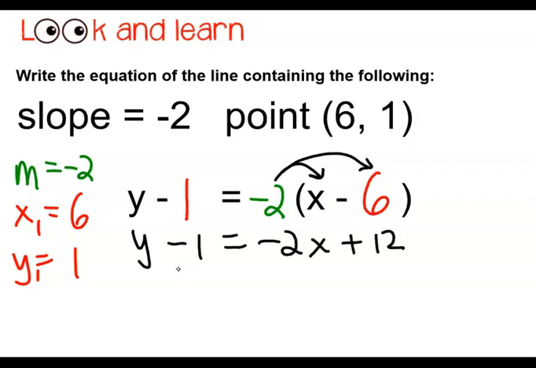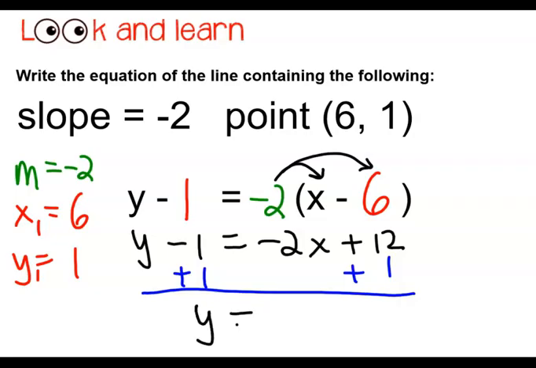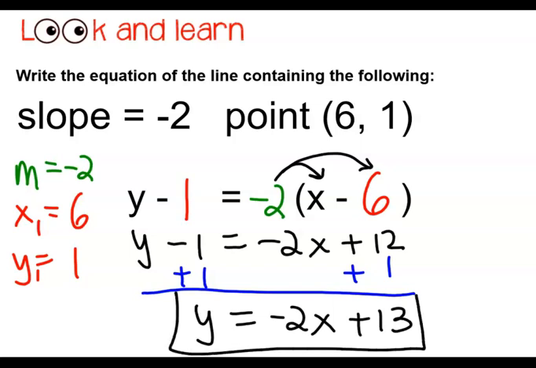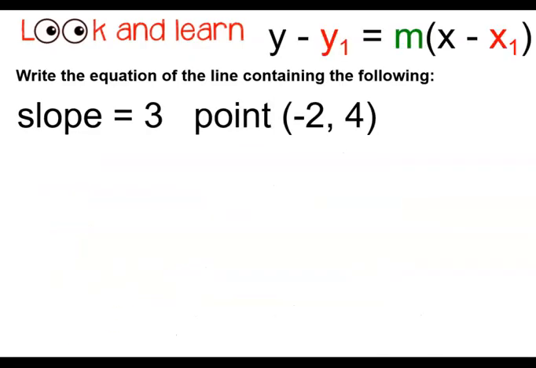Now I can isolate my letter y by adding 1 to each side. When I do that, my final sentence will be written in slope-intercept form. That is the equation of the line that passes through the point (6, 1) and has a slope of -2. Let's try another example.